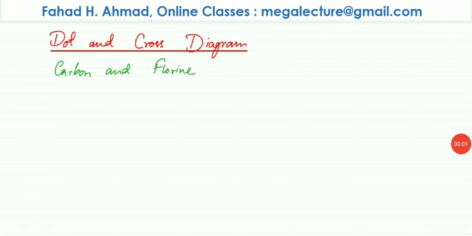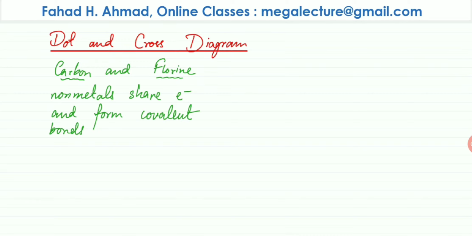In the following lecture, we're going to try and quickly draw the dot and cross diagram for carbon and fluorine. The first thing that you need to figure out about carbon and fluorine is that they are both nonmetals. And nonmetals share electrons and form covalent bonds by sharing of electrons.